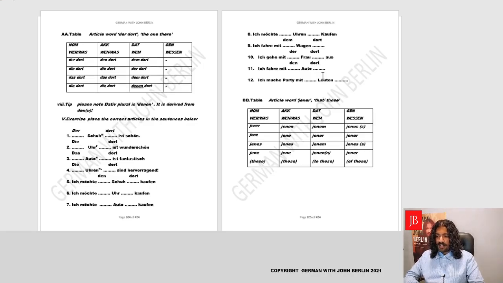Now this one is interesting. The next one, I do party with those people there. Ich mache Party mit. Now mit is dative, we go to dative, we go to plural, it's denen. So ich mache Party mit denen Leuten dort. Fantastic.